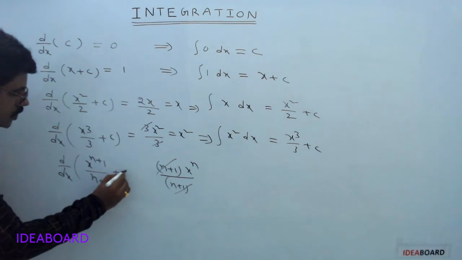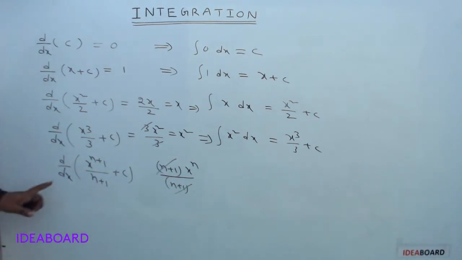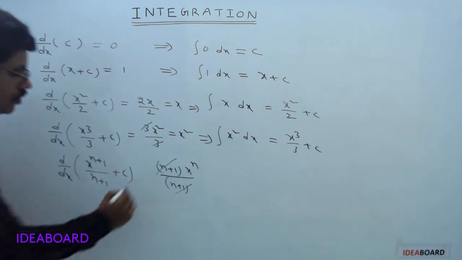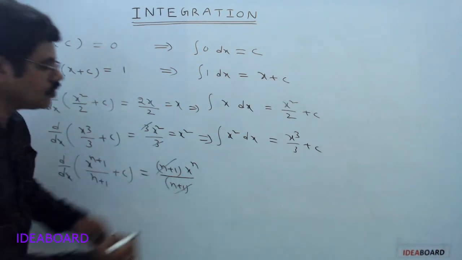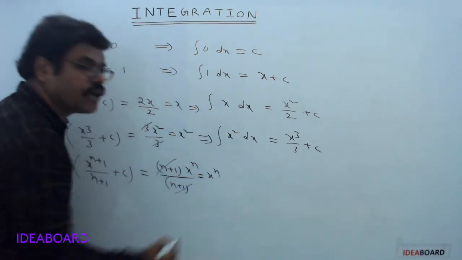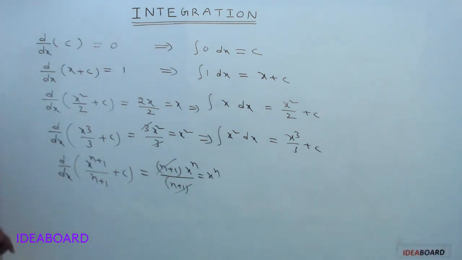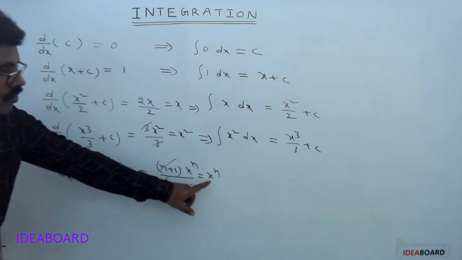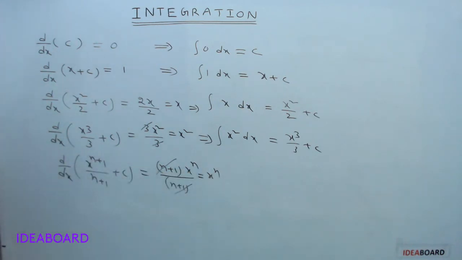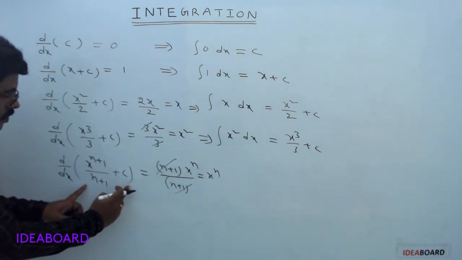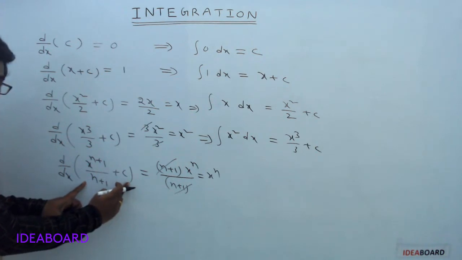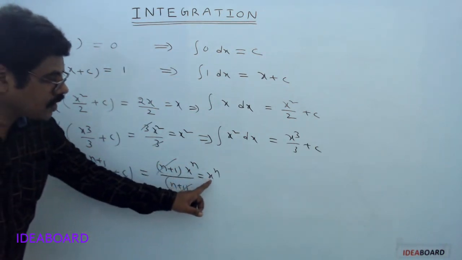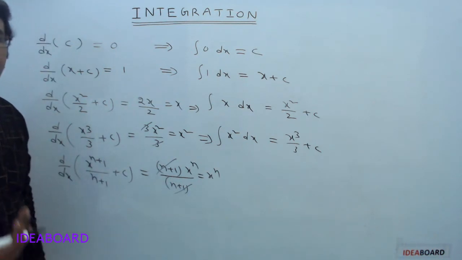If we add a constant term, then derivative of x power n plus 1 by n plus 1 plus c equals to x to the power n. If derivative of x power n plus 1 by n plus 1 plus c equals to x power n, then this x power n plus 1 by n plus 1 plus c is called integral of a function x power n with respect to x.